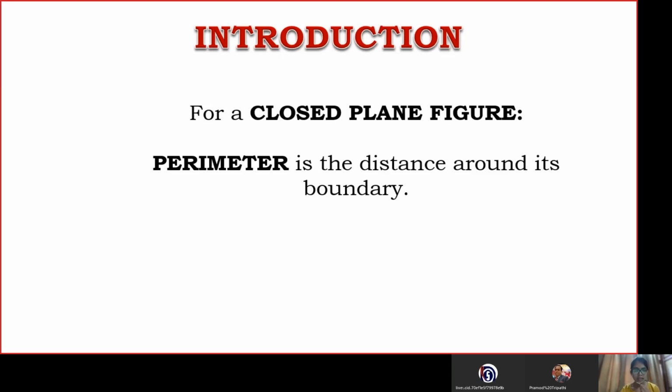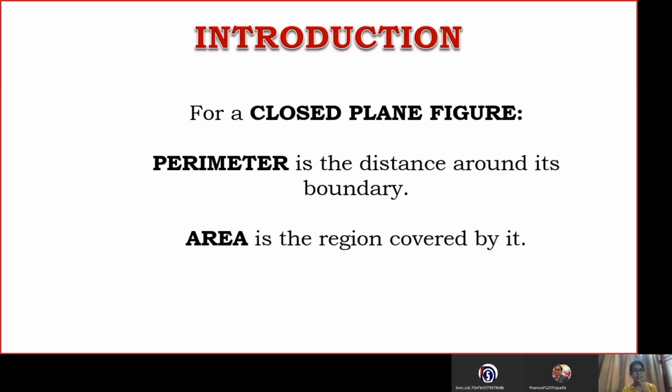Then area. Area is the region covered by it. So suppose I need to graze a field or I need to do irrigation in a field. Obviously you will not do irrigation just along the boundary. You will be doing irrigation in the area, right? So area is the region inside that boundary.